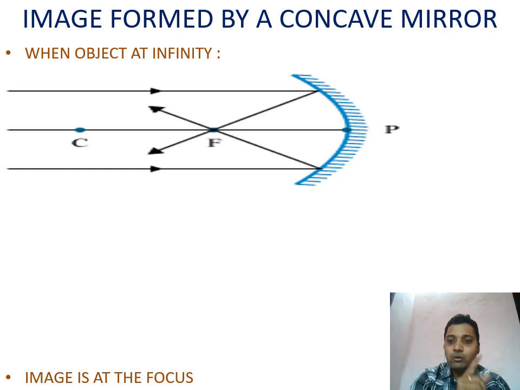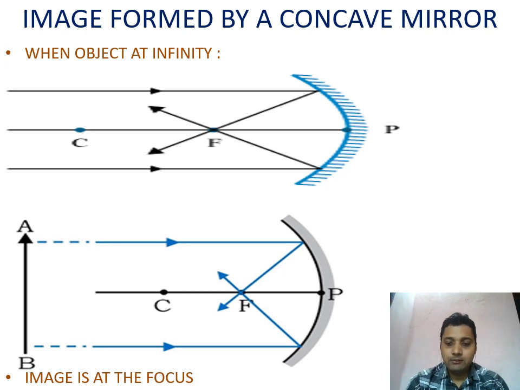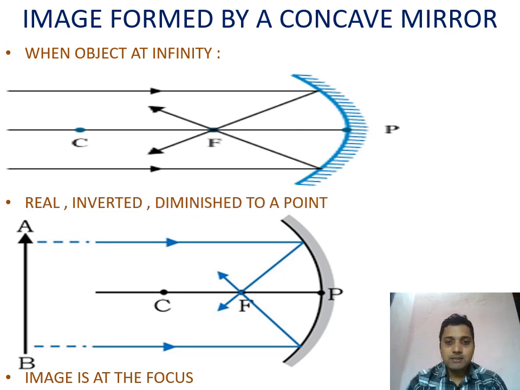Image forms at focus, and the image is real because all the light actually meets at a point. The image is point sized because the object is at a very large distance, and it is real and inverted. So real, inverted, and diminished means a point-sized, very small image forms. Here you can see AB is the object and the image forms at F, where F is the focus point, and the image is fully point sized.